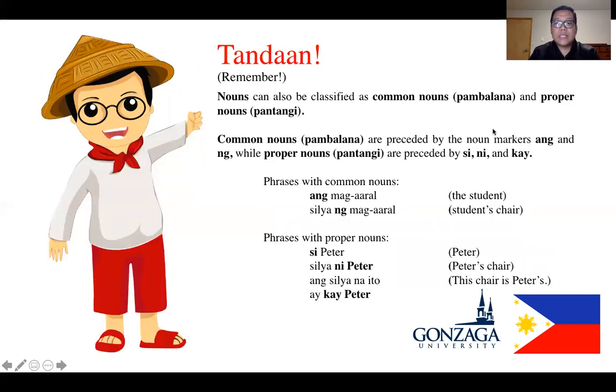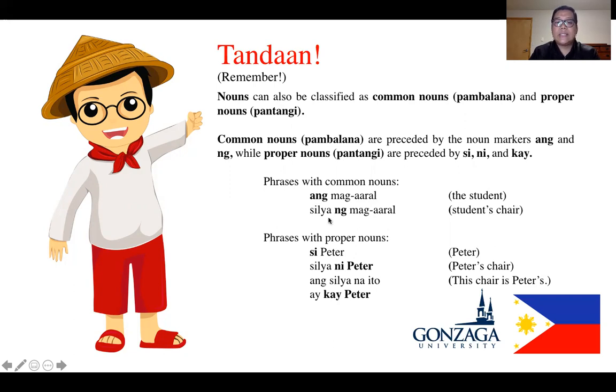Next one. Nouns can also be classified as common nouns or pambalana. So we call common nouns pambalana and proper nouns pantangi. Okay. Now, common nouns are preceded by the noun markers ang and ng. Okay, remember this. We use ang and ng for common nouns. But for proper nouns or pantangi, we can use si, ni, or kay. Okay. For example, we say, ang mag-aaral. So mag-aaral or student is a common noun, right? It's not specific. So we can use ang mag-aaral or the student.